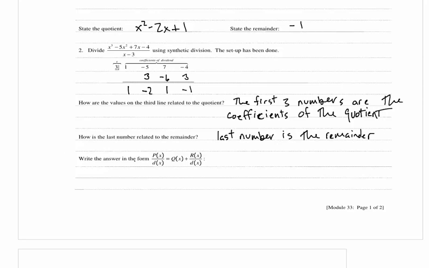And now it wants us to write the answer in the form of p of x divided by d of x is equal to q of x plus r of x divided by d of x. And this is going to be x cubed minus 5x squared plus 7x minus 4 divided by x minus 3 is equal to our quotient, x squared minus 2x plus 1. And then we're going to have our remainder over top of our denominator. And our remainder was negative 1, so we're going to have minus 1 over x minus 3.